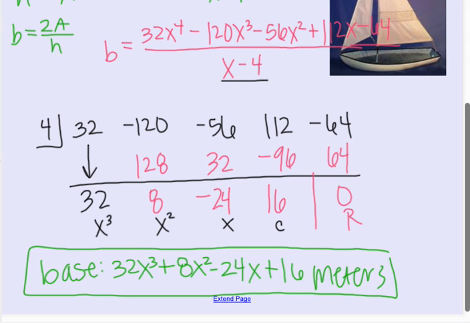So write down any questions you have. Make sure you ask me in class. The next thing you're going to work on is the dividing polynomials using synthetic division worksheet. So go ahead and stop the video and have a great day.